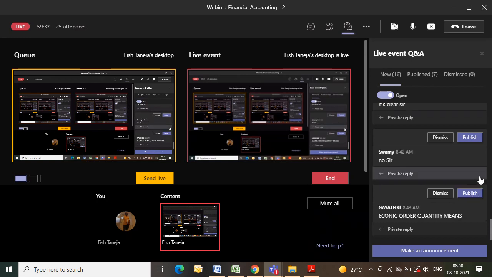Any other question? Gayatri, I think I have explained this answer. Economic order quantity is the quantity which is economical to order, considering the ordering cost and the carrying cost. Are there any questions up to now?